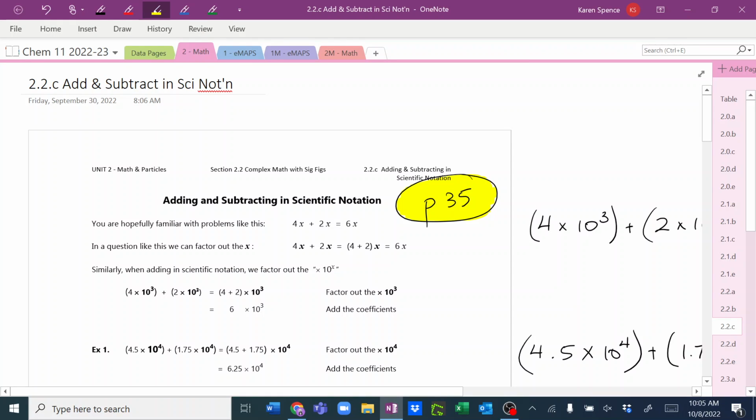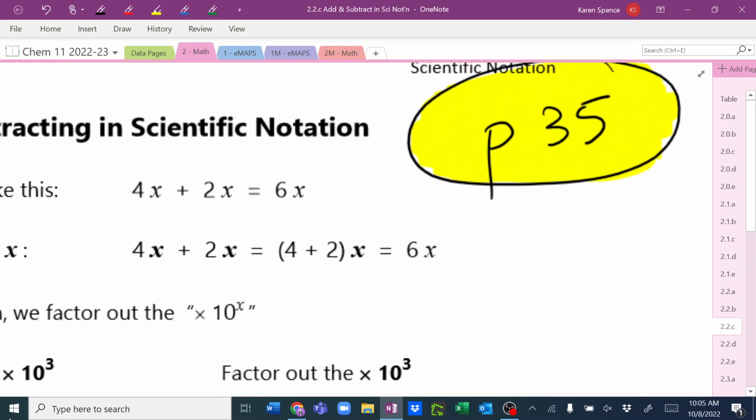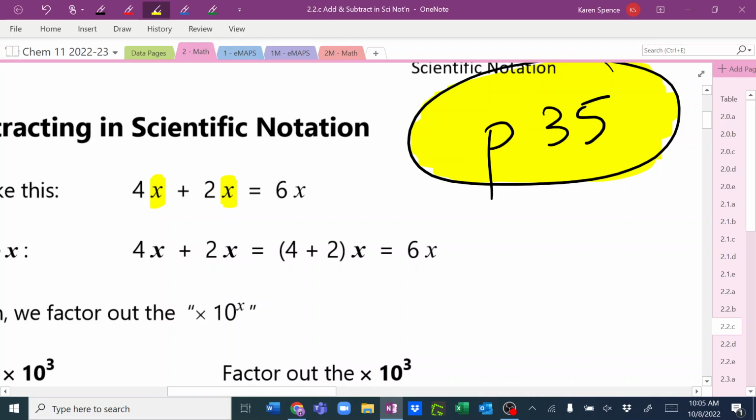Here we are on 2.2c on page 35, doing adding and subtracting in scientific notation. Hopefully you're familiar from algebra with problems like this where we have a 4x plus a 2x, which will give us 6x.